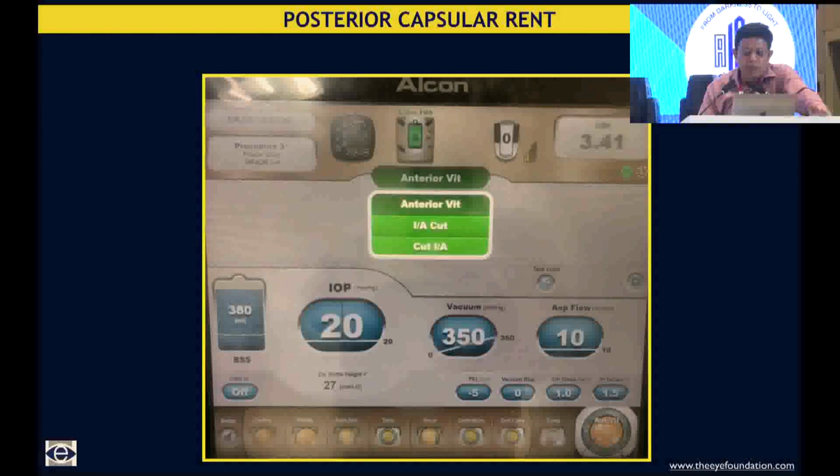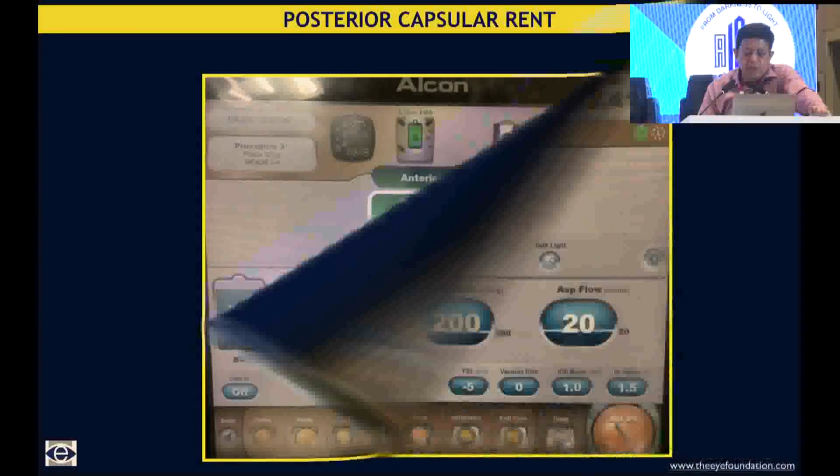But in spite of it, you can go ahead and use an anterior vitrectomy mode itself, where both cutting and irrigation, aspiration is happening in step 2. But then it's always a good idea to use cut IA mode in these cases.